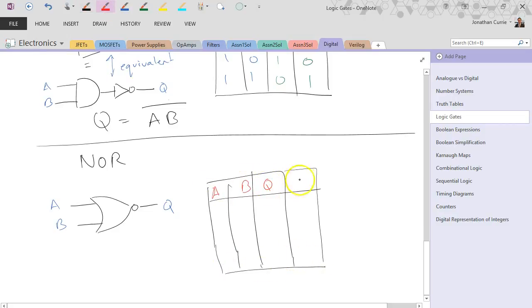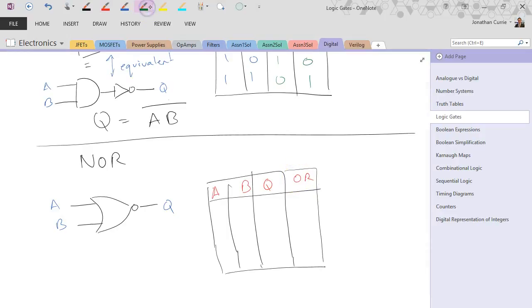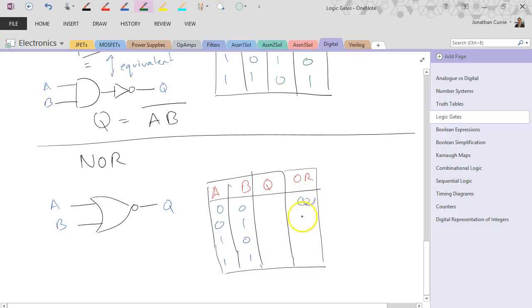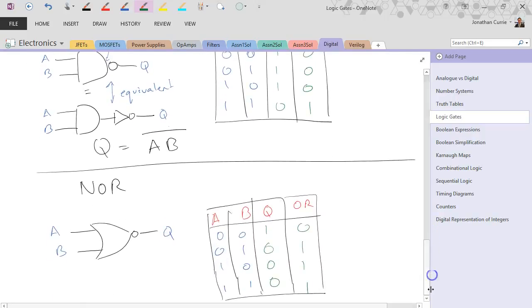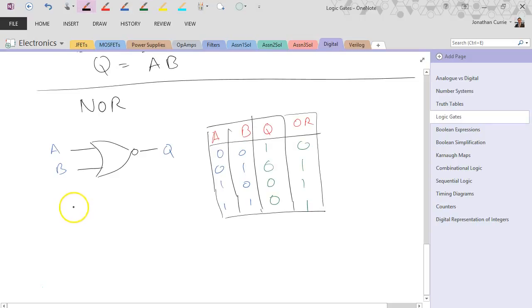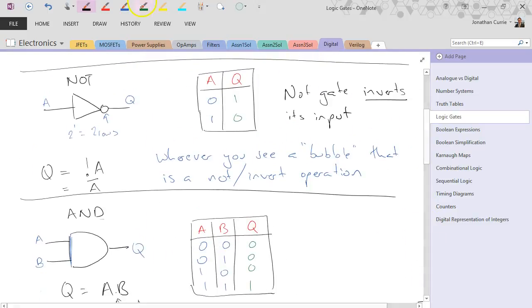A, B, Q. This would be if it was an OR gate. 0, 0, 0, 1, 1, 0, 1, 1. So if it was an OR gate, 0, 1, 1, 1. Being a NOR gate, it is 1, 0, 0, 0. Just the opposite of a normal OR gate because of that inverting output. And so we get Q equals A or B, not. And that's what that bar above means. Probably should have highlighted that. So the bar up here means to invert.